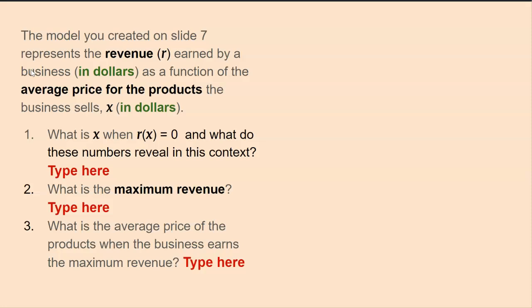2, what is the maximum revenue? So using their equation, they should see it on the graph. They're not expected to use the equation but the graph alone if they would need to. And then finally, what is the average price of the products when the business earns that maximum revenue? So they will use points in their graph to justify these answers. It does tell them in their notes to insert work to support their answers to these 3 questions.